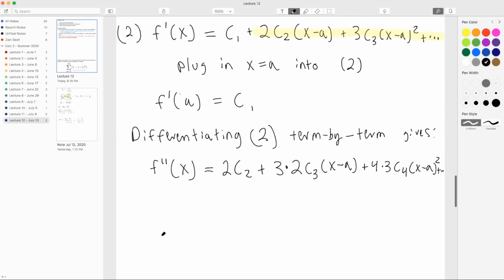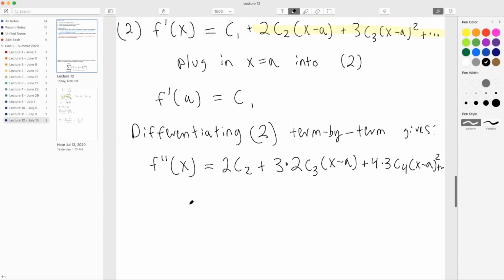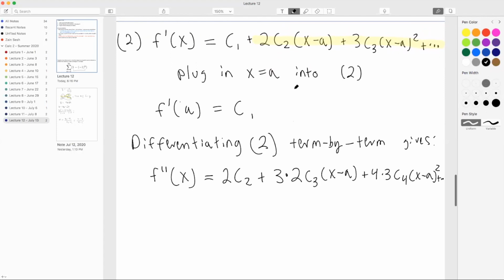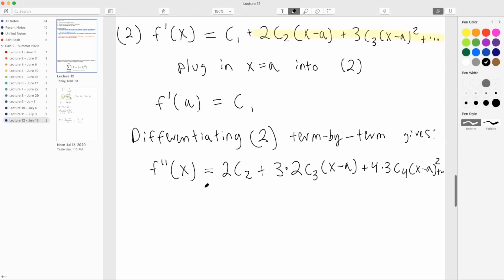All right. So I'm just using the power rule on each term. You just swapped the order of the 3 and the 2 on your second term, so never mind. Correct. Yeah, exactly. And now let me plug in at x equals a again.